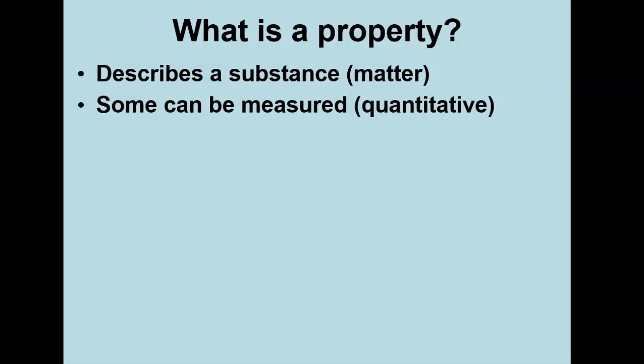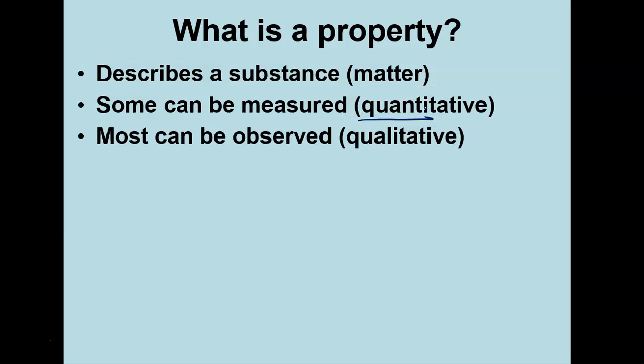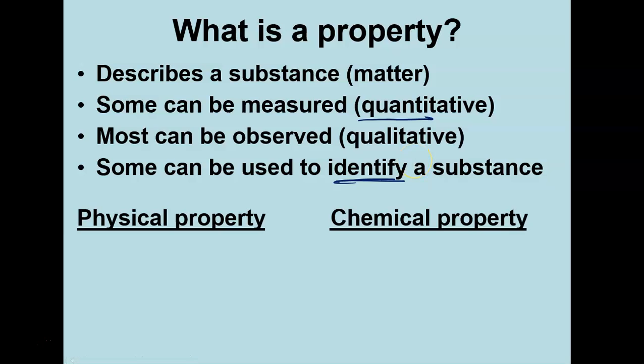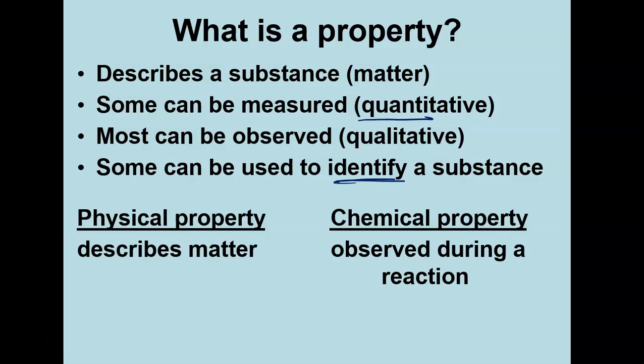Some can be measured, which means it's a quantitative property, meaning quantity, an amount. Most can be observed, more on the qualitative side. Some can be used to identify a substance, and these are pretty interesting, and we will talk a lot about them in this unit and throughout the year. So some properties can be used to identify a substance. We will study physical properties and chemical properties.